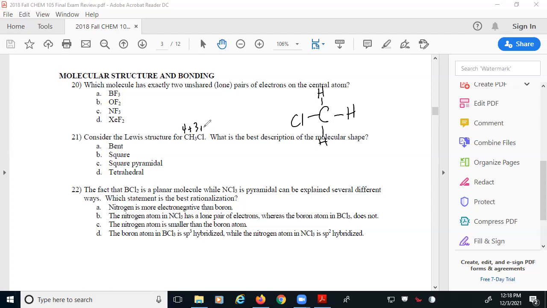Total 4 plus 3 plus 7 is 14. 2, 4, 6, 8, 10, 12, 14. So I've got the correct structure here. What I need to evaluate, and this is again where your tables come in, I've got 4 bonding groups, no lone pairs. So my steric number is 4. Steric number 4 with 4 bonding groups would be tetrahedral.